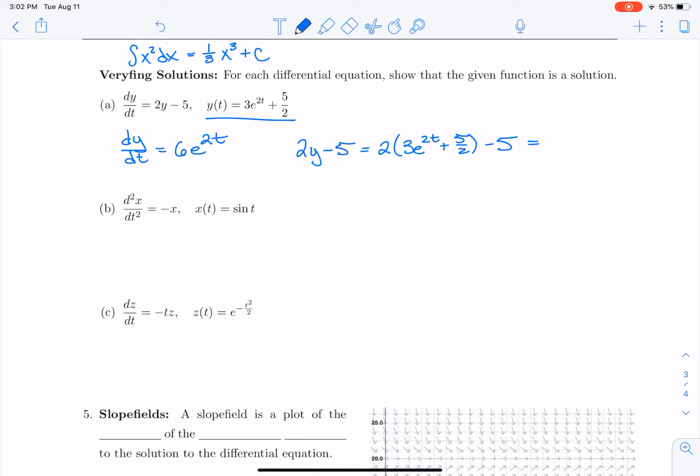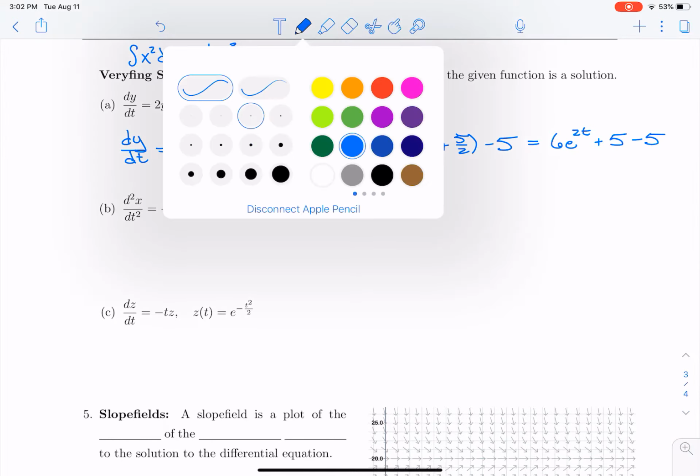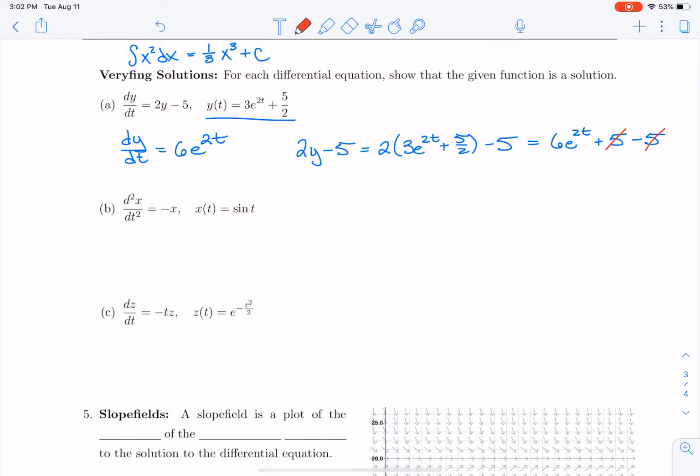So I'm going to multiply out the 2. So I'm going to get 6e^(2t), and then I'm going to add 5 and subtract 5, because 2 times 5/2 is 5. And then, of course, the minus 5 is still there. So if I add 5 and subtract 5, what I'm left with is just 6e^(2t). Aha. So the derivative is 6e^(2t). The right-hand side is 6e^(2t). And so I've verified that this is the solution to the differential equation.